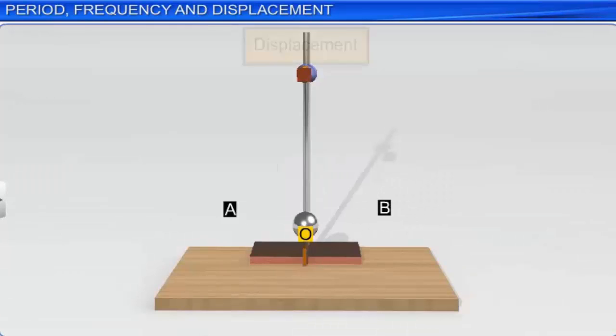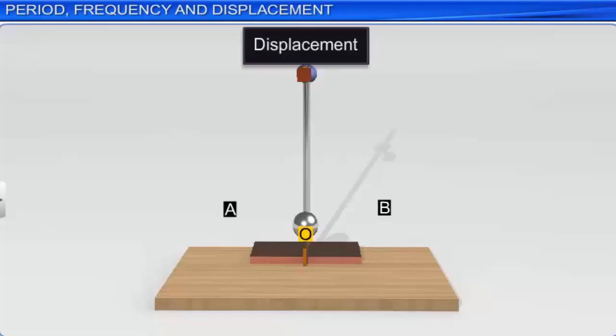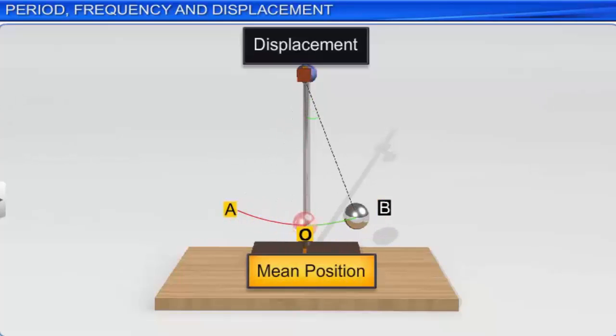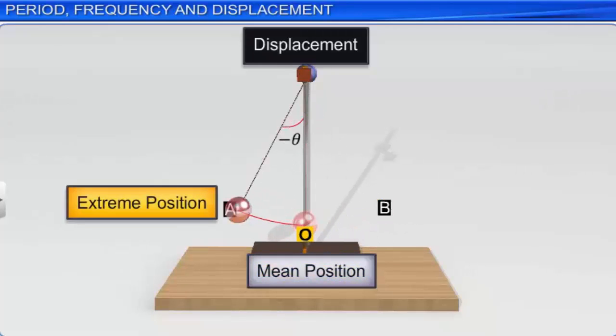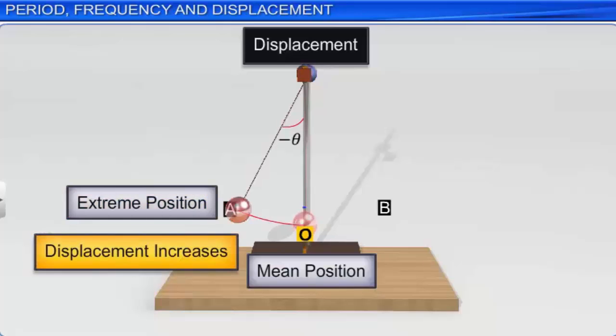Now let us discuss the displacement of a body executing oscillatory motion. Consider the same example of the pendulum moving. When the pendulum moves away from the mean position O towards the extreme position, its displacement from the mean position increases. And when the pendulum returns towards O, the displacement from the mean position decreases.